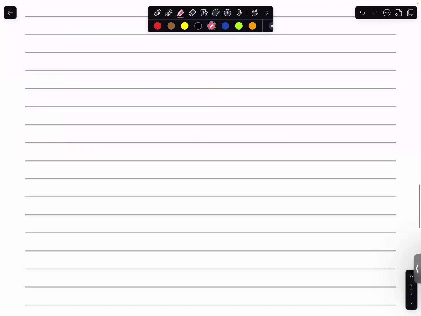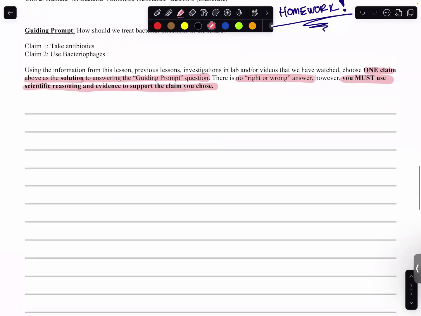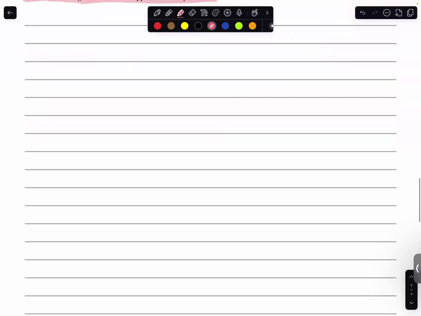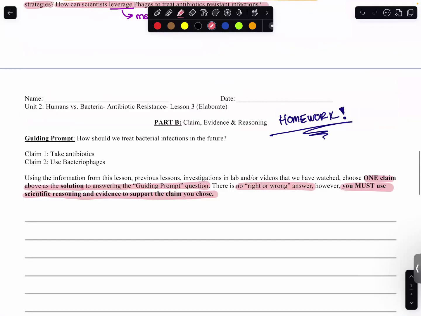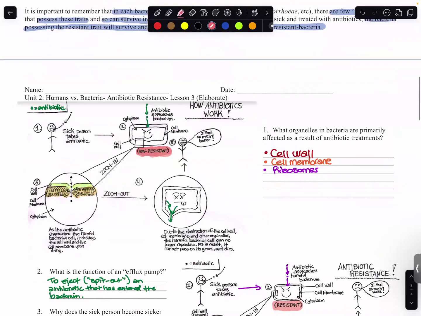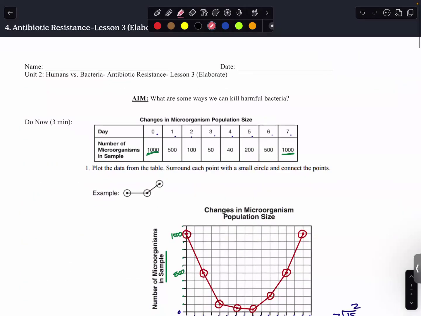Okay? And again, this is homework. I don't need an intro, conclusion, none of that stuff. You get like one little page to write. I'm just looking for your claim evidence and reasoning. And with that, that wraps up antibiotic resistance.